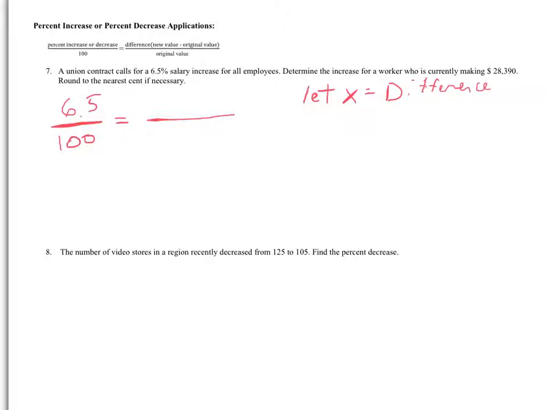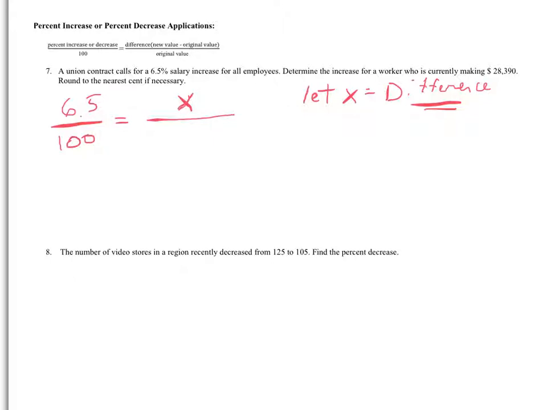Because that will actually make my proportion look a little bit cleaner, and I don't have to substitute in as much. If I said that x is going to be the new value, then the numerator of my fraction is going to be x minus 28,390. But by calling x the difference in this worker's salary, I can set the numerator of my fraction as just x. The x is going to be the actual dollar amount that his salary is increasing.